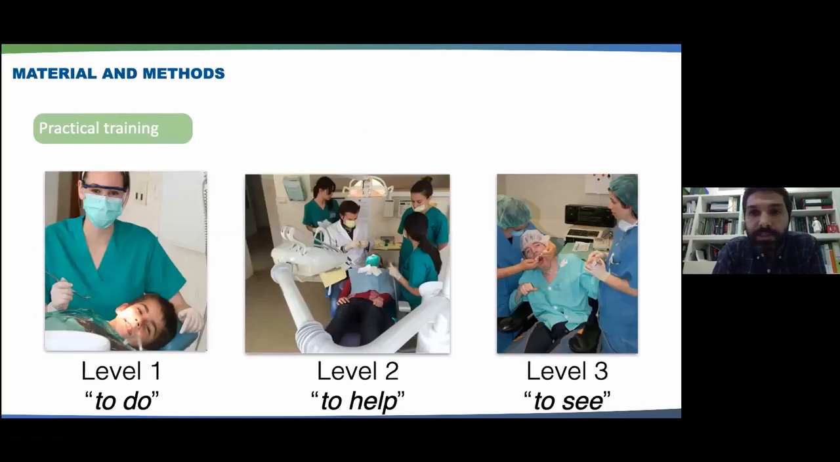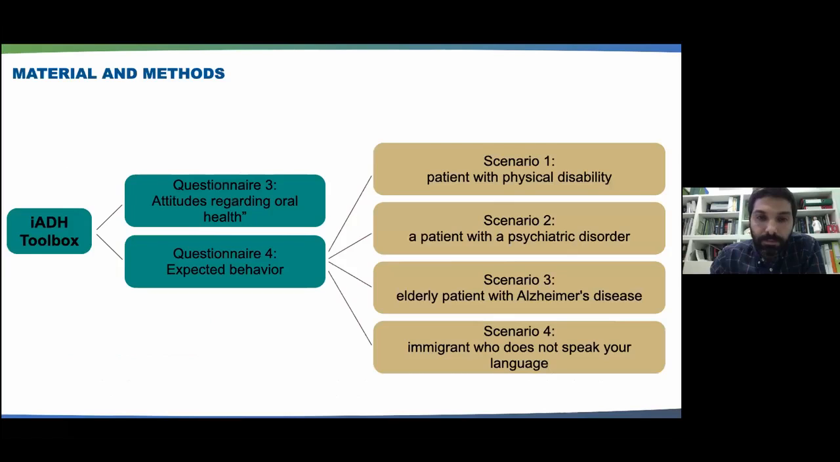Here in our university, the practical training was organized at 3 levels, doing, helping, and seeing, based on the complexity of the dental treatment required. For this study, we only used questionnaires 3 and 4 that intend to evaluate attitudes and expected behavior. The 4 scenarios chosen were a patient with physical disability, a patient with schizophrenia, an elderly patient with Alzheimer's disease, and an immigrant who doesn't speak our language.